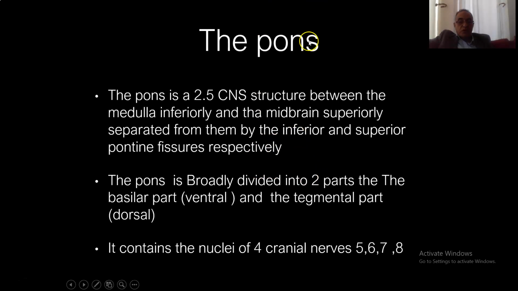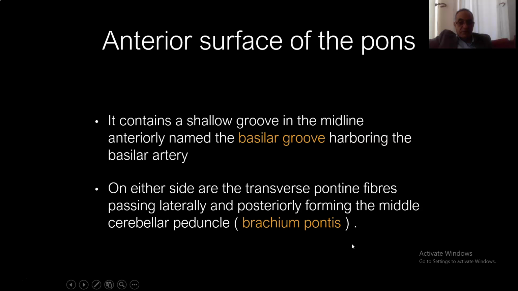The pons is a 2.5 centimeter structure between the medulla inferiorly and the midbrain superiorly, separated from the medulla and from the mesencephalon, the midbrain, by the inferior and superior pontine fissures. The pons is broadly divided into two parts, the basilar part ventral and the tegmental part dorsal. It contains the nuclei of 4 cranial nerves, 5, 6, 7, and 8.